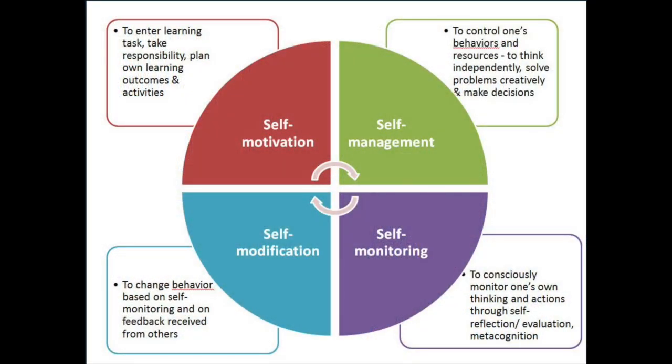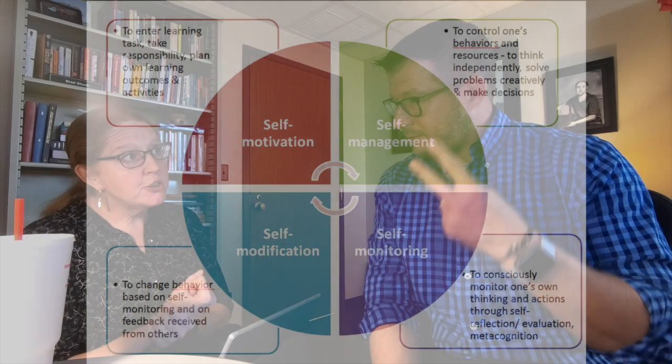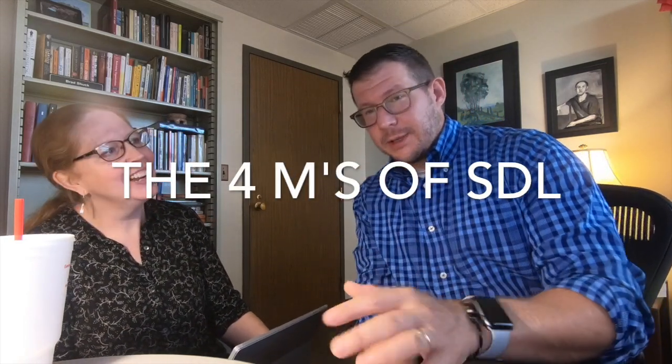So one more time, what were the 4 categories that are in that model? Okay, so you've got the self-management. The student is managing the content, where they're pulling it from, thinking independently: where am I getting the content? Then self-monitoring, so they're continuously thinking through, did I get to where I needed to go? Self-modification: if I didn't or I did get there, what changes do I need to make? And then self-motivation: what do I need to do next time when we go through this again? So the 4 M's of self-directed learning, you're hearing it here.